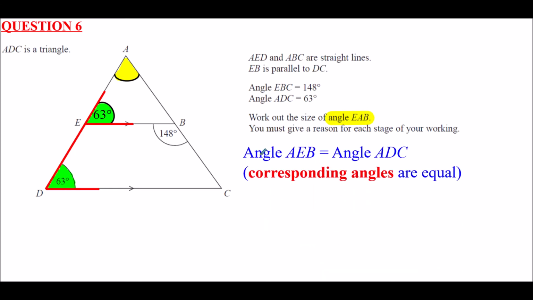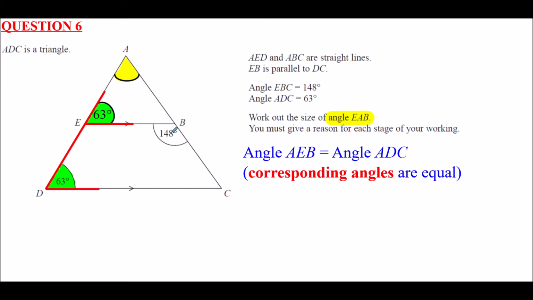We need to say as well, because the examiner wants us to give reasons, we say this angle here, which is the angle at E, angle AEB, is the same as angle ADC, which is this one. And the reason: corresponding angles are equal, because there's a T angle or an F angle, however you want to see it. This one and that one are both corresponding angles. The next thing we can think about, because we're trying to find this angle in this triangle, if we can find this one, we're good to go.